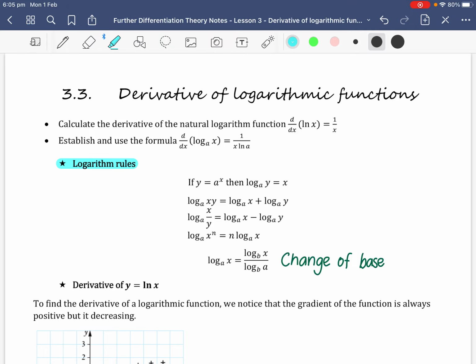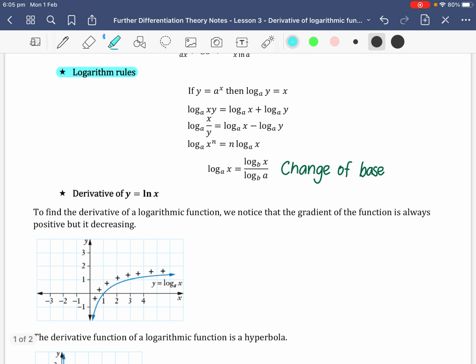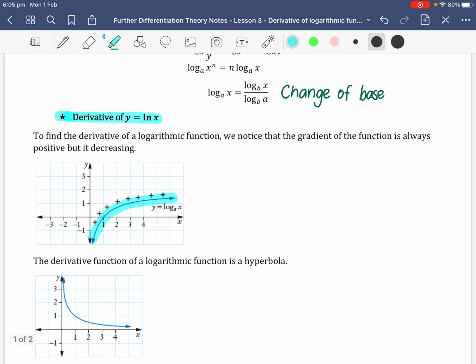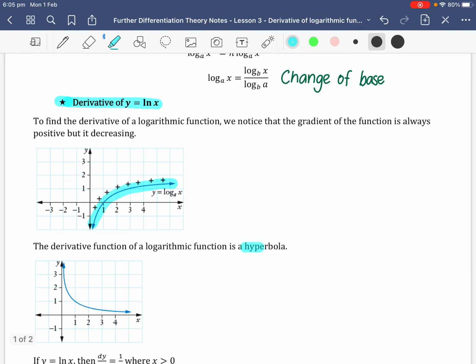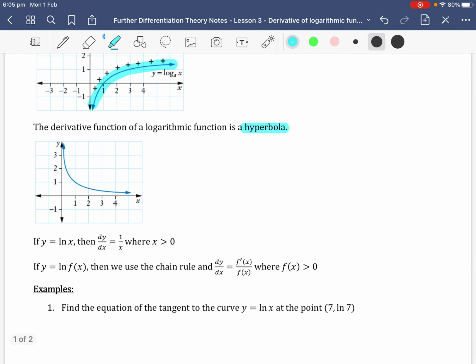So what we're talking about today is the derivative of y equals ln x. To find the derivative of a logarithmic function, we notice that the gradient of the function is always positive, but it is decreasing. So the derivative function of a logarithmic function is a hyperbola. If y equals ln x, then dy over dx, the derivative, equals 1 over x, which is the formula for a hyperbola where x is greater than 0.